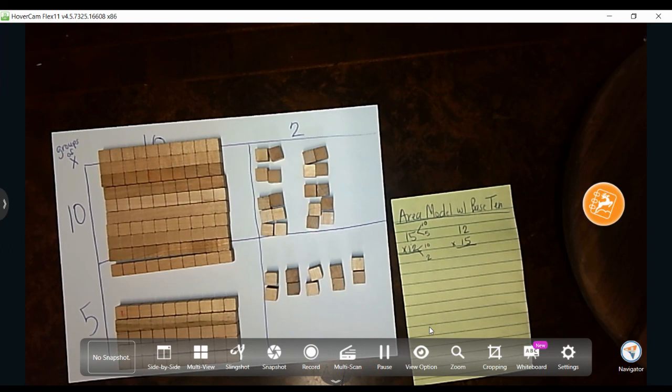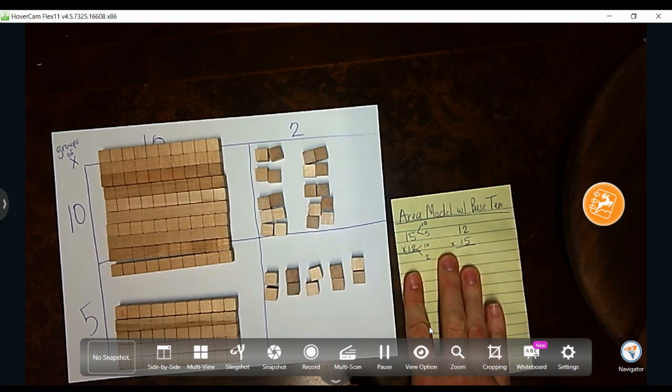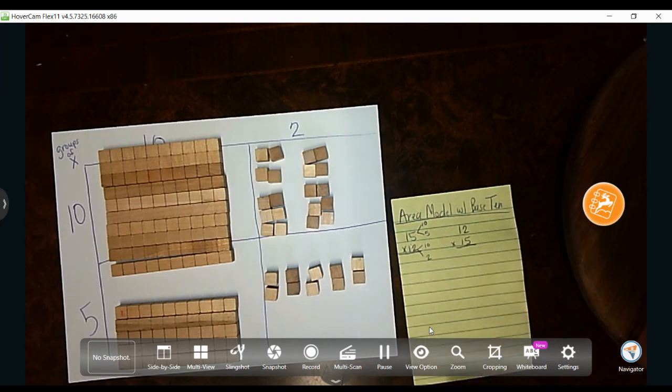Now that I have broken this up into my area model, I'm going to add them all together to be able to see what is 15 times 12. And boys and girls, you're not going to carry base 10 blocks with you in your pocket. You'll eventually be able to solve this all on your own, but this is a process that we like to teach with math to learn it conceptually of actually what's happening.